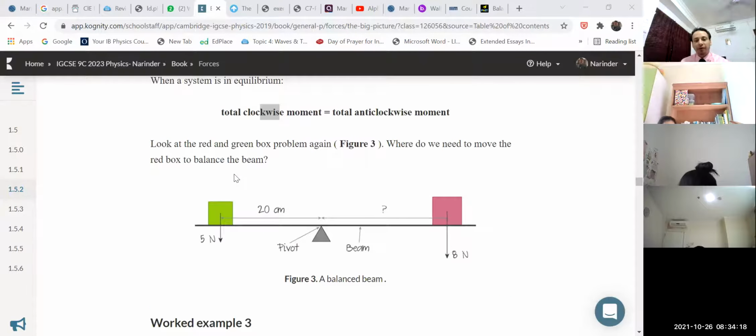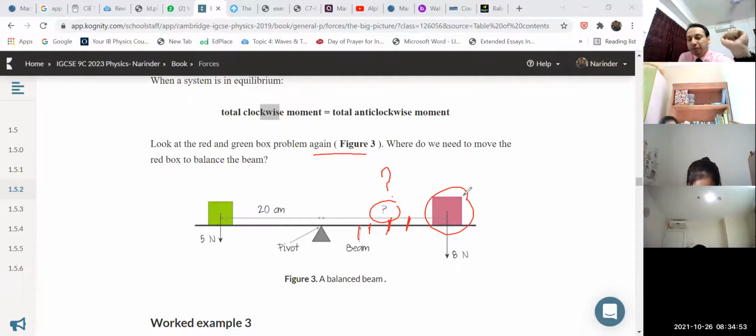Now see this example, children. In this example, look at the red and green box problem again in figure number 3. Where do we need to move the red box to balance the beam? I'm interested to balance this beam, children. But here the distance is unknown. I'm looking for where it should be placed. It is placed here, here, here. Where should this red object be placed so that this beam will be in equilibrium?